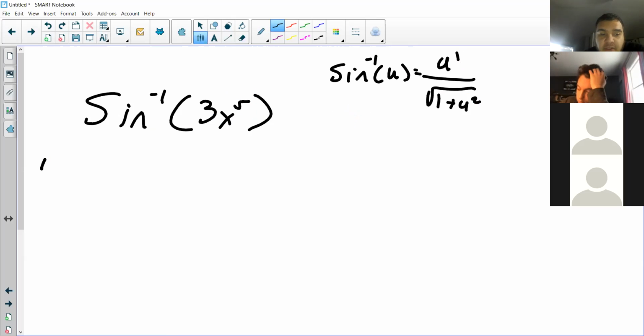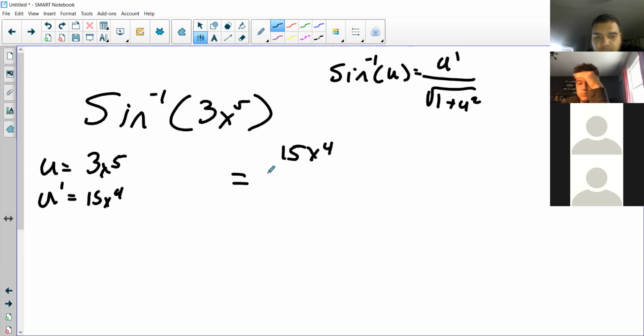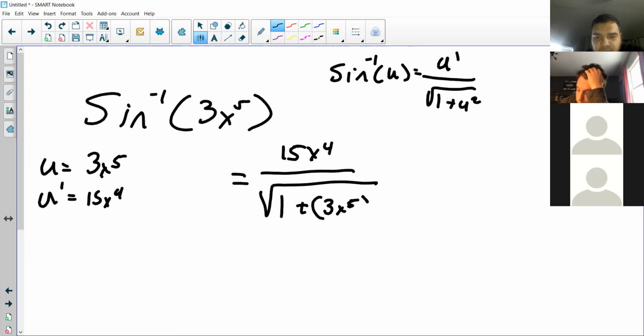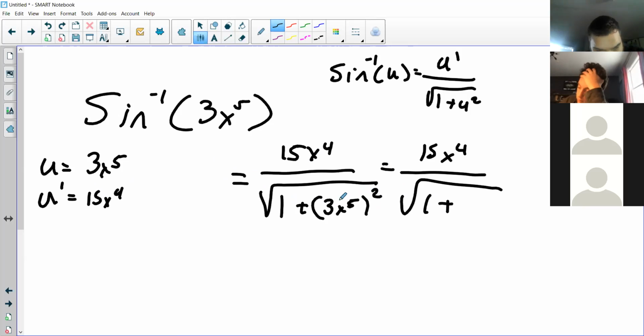So just identify yourself what the u is before you start. If u is 3x to the 5th, u prime is 15x to the 4th. That just helps you out. Make sure you're cleaned up. Okay, so up here, 15x to the 4th over the square root of 1 minus 3x to the 5th, all of that squared. So you actually want to do the square of that, which is the square root of 1 minus 9x to the 10th. Remember, you square normal numbers, while exponent rules say you just multiply when you do power to power.